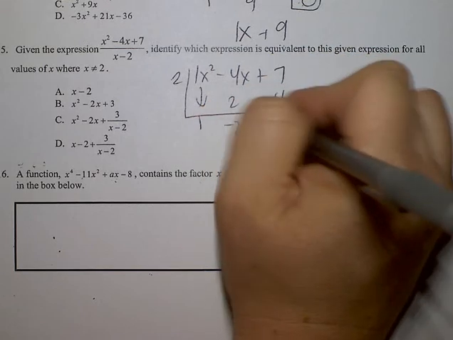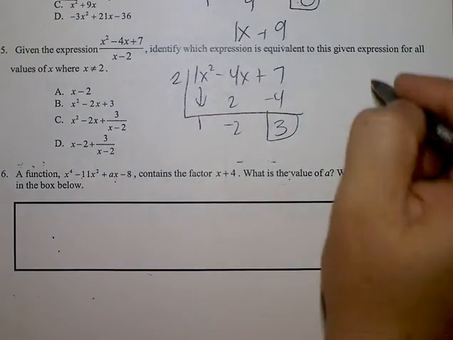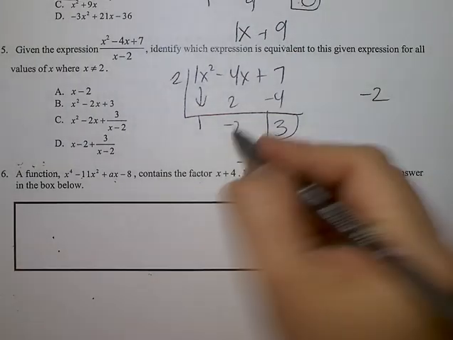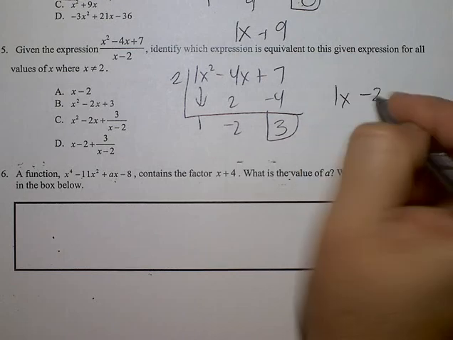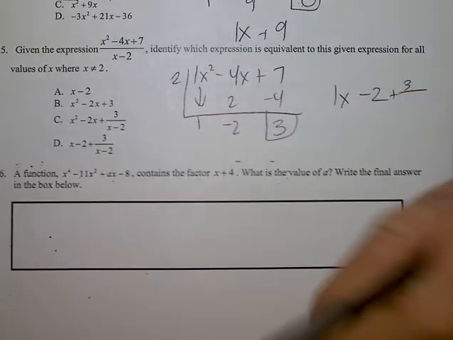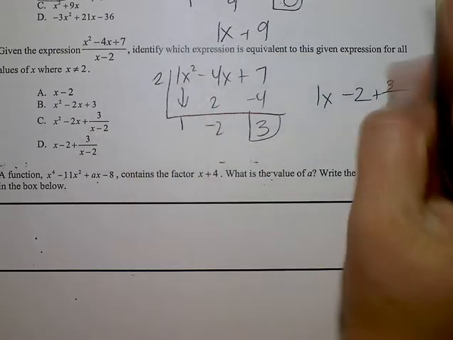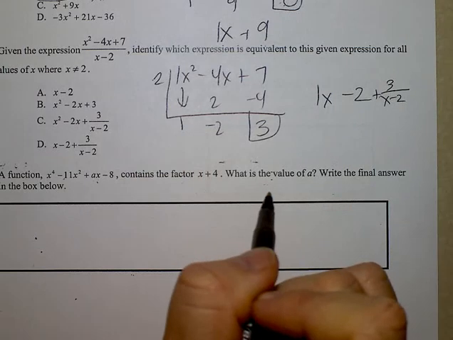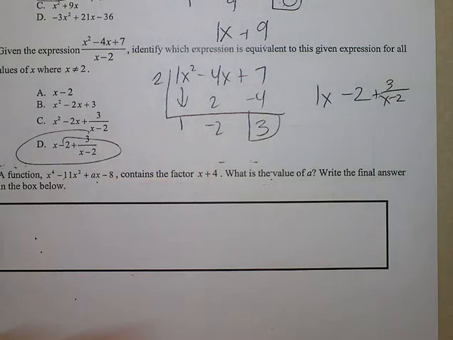If you see me make a small mistake, please let me know. I'm trying to get through this as quick as possible. So no x's, 1x, but we have a remainder. What do we put on the bottom? It's always whatever the denominator is. So that answer would be D. The answer would be D.